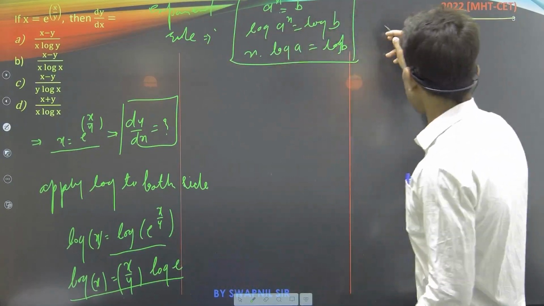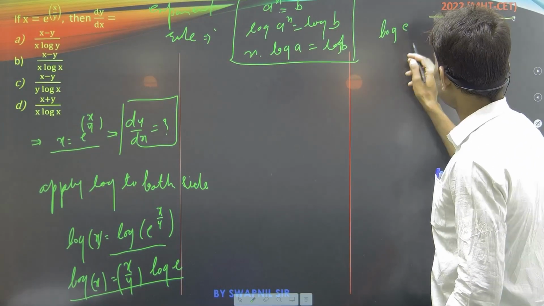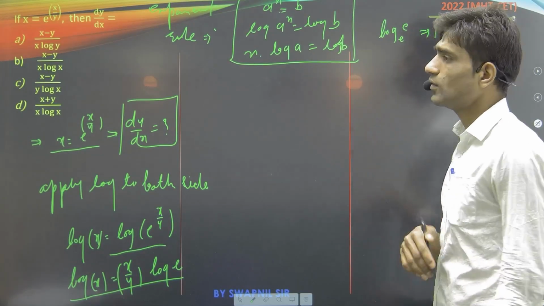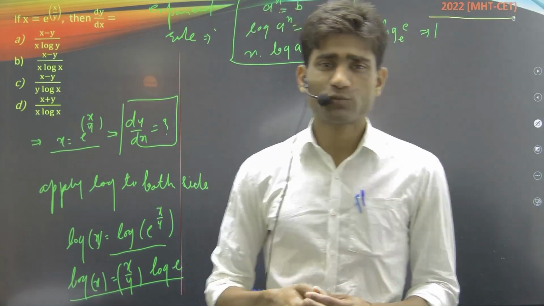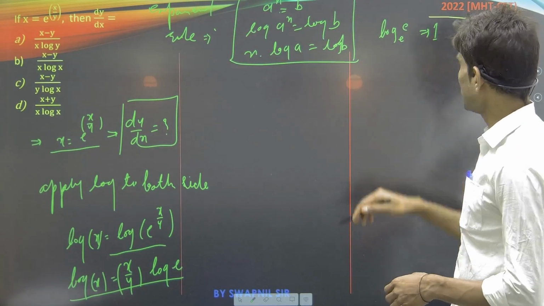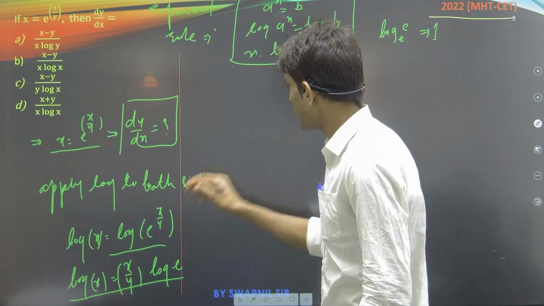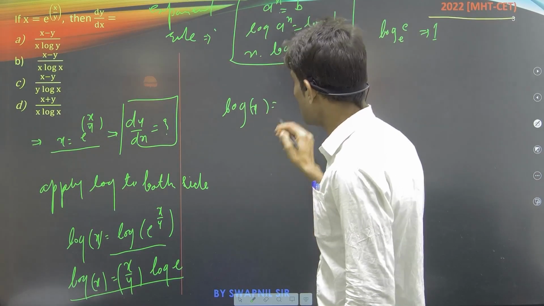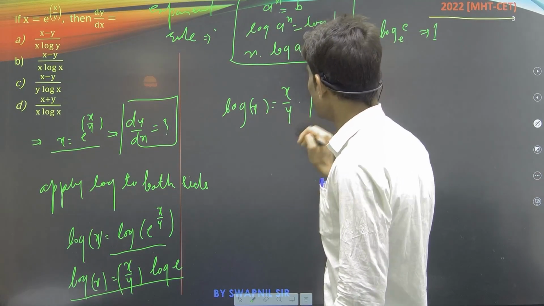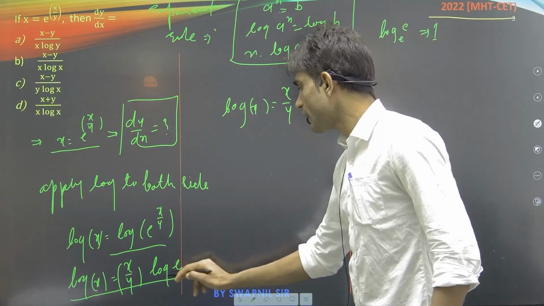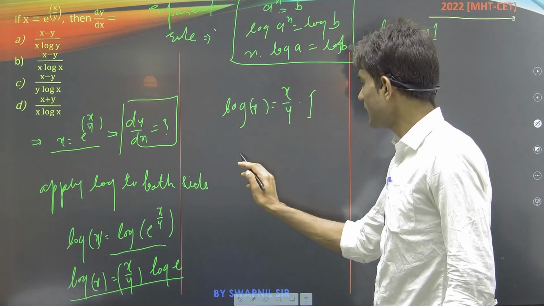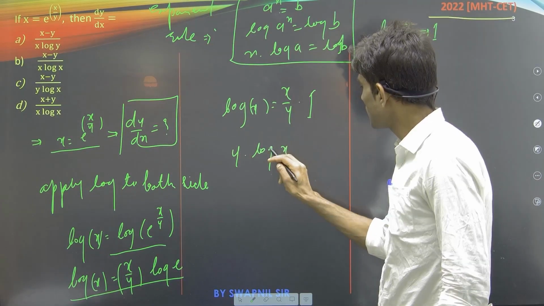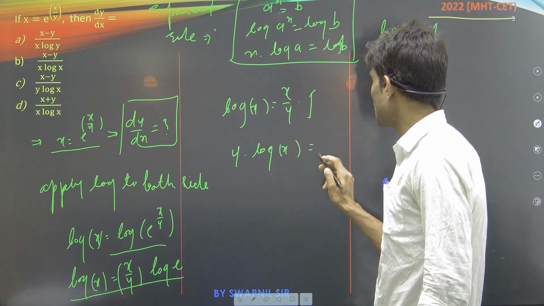Now we know that log of e means we write log to the base e of e. And log to the base a of a, we know the value is 1. Any log term, when it comes across its own base, always gives the value 1. So log e gives us the value 1, so we write our term: log of x is equal to x divided by y into 1. Why 1? Because log of e has the value 1. So take that y to the other side. So next step, y into log of x is equal to x.